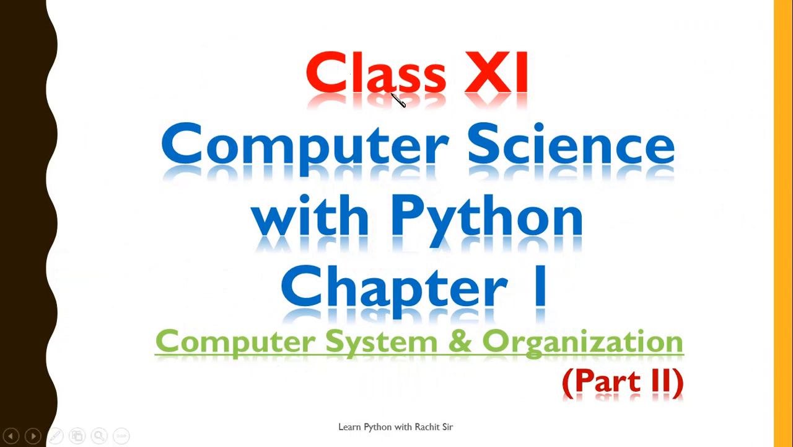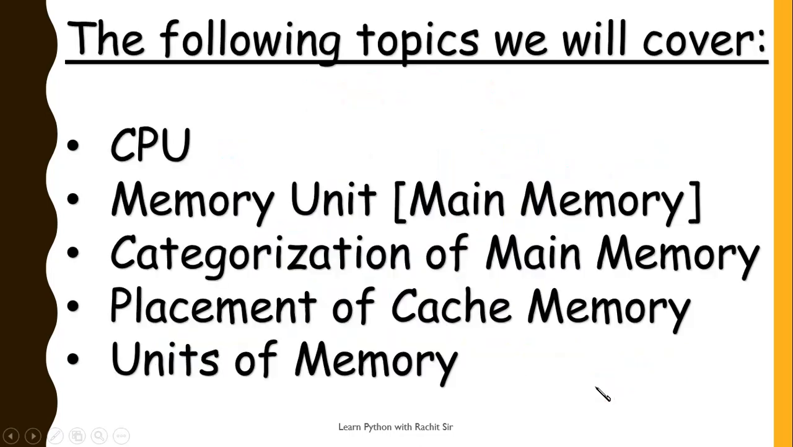This session is for class 11 computer science students, chapter number 1, computer system and organization, part 2. Today we will cover these topics: first CPU, second memory unit, third categorization of main memory, fourth placement of cache memory, and last is unit of memory. So let's start.